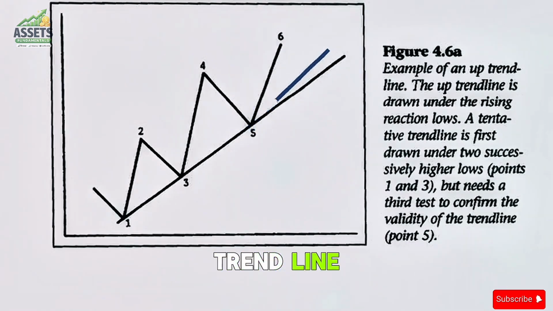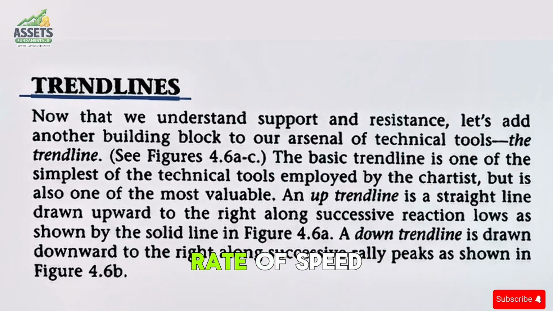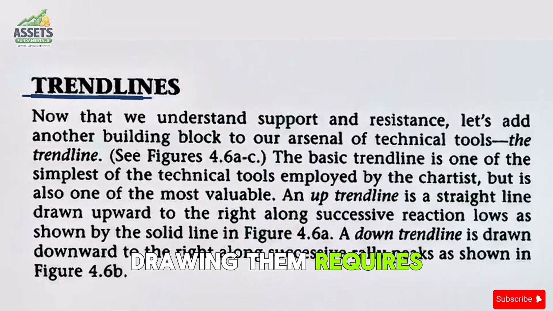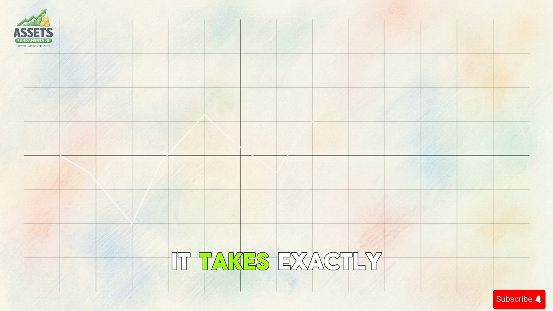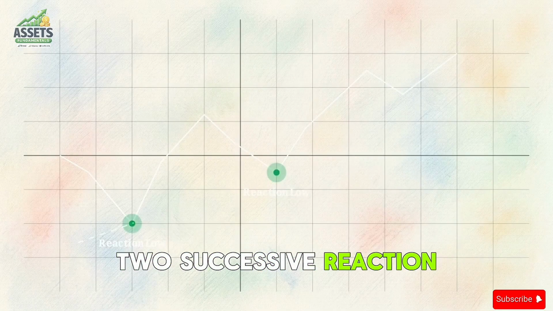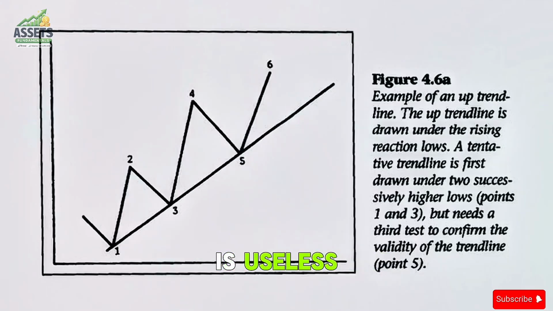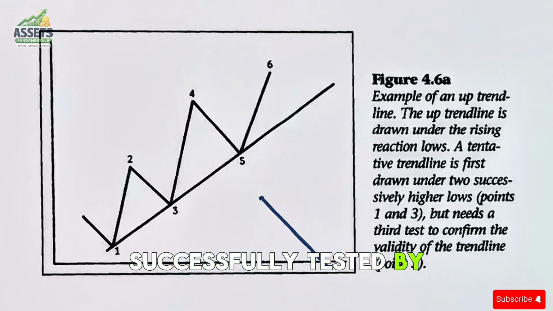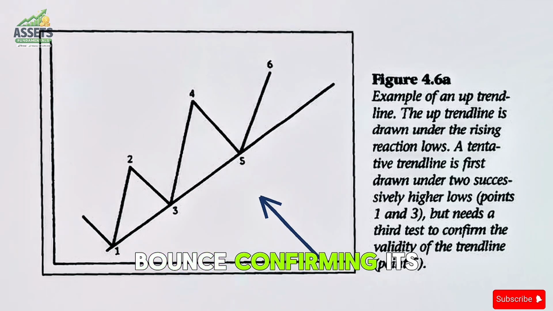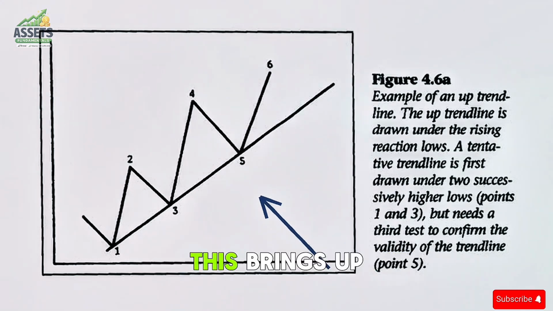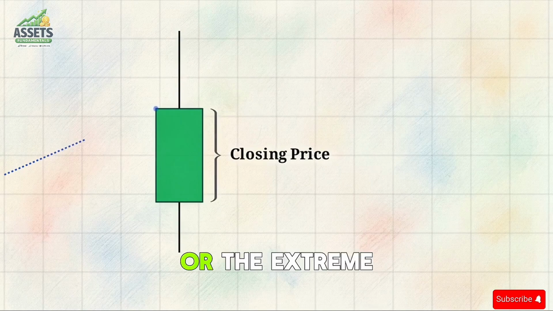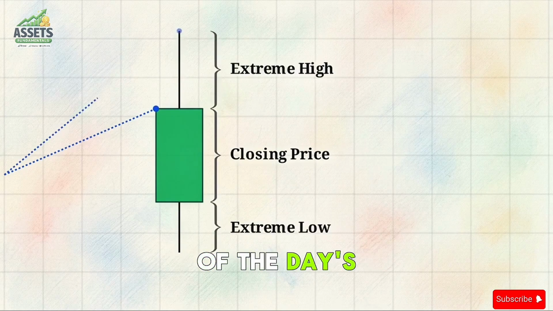This is the trend line, and it measures the market's specific rate of speed. Drawing them requires geometric discipline. It takes exactly 2 successive reaction lows to draw a tentative straight line. However, that tentative line is useless until it is successfully tested by a third touch and a price bounce, confirming its validity. This brings up an analytical question. Should the line connect to the closing prices or the extreme highs and lows of the day's trading?